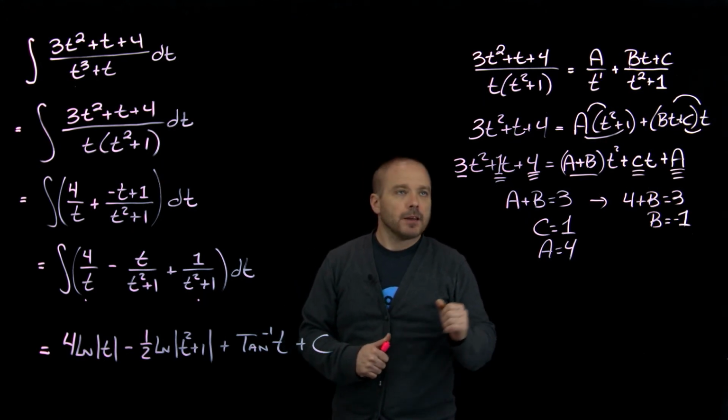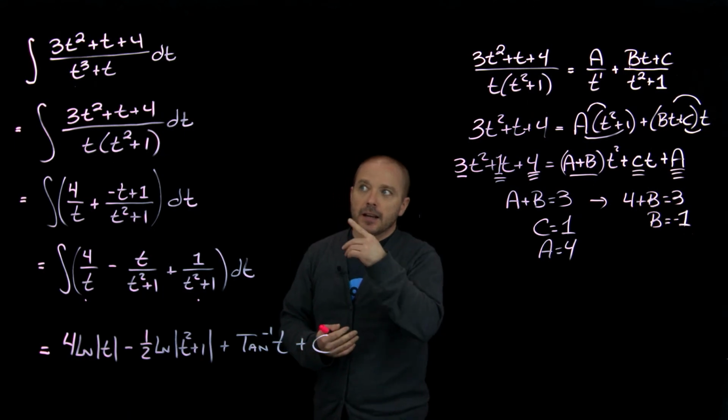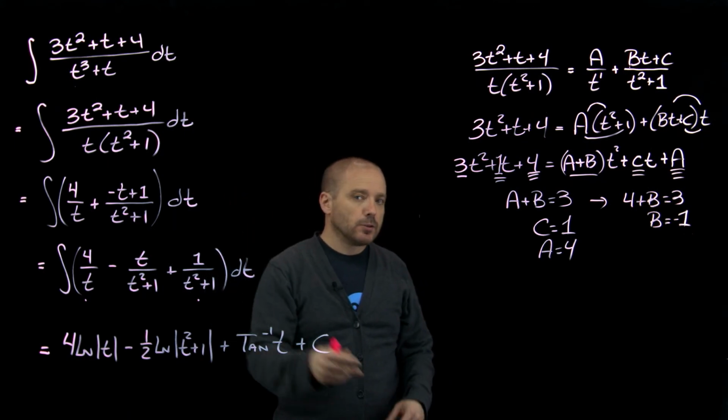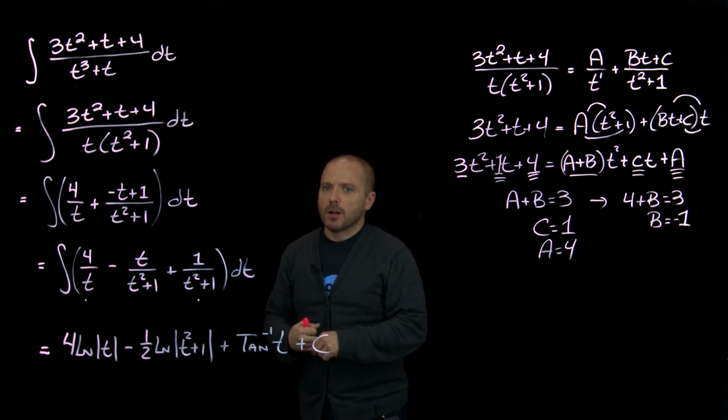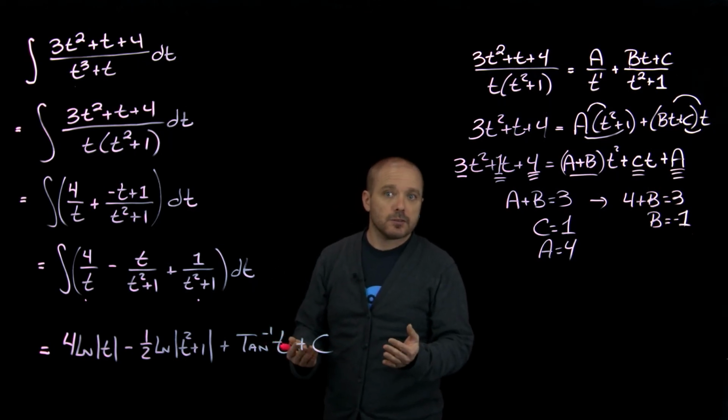All right, so what have we looked at? We've looked at linear repeated. Now we have quadratic irreducible. We also need to look at quadratic irreducibles that are repeated. So we'll look at that next time.